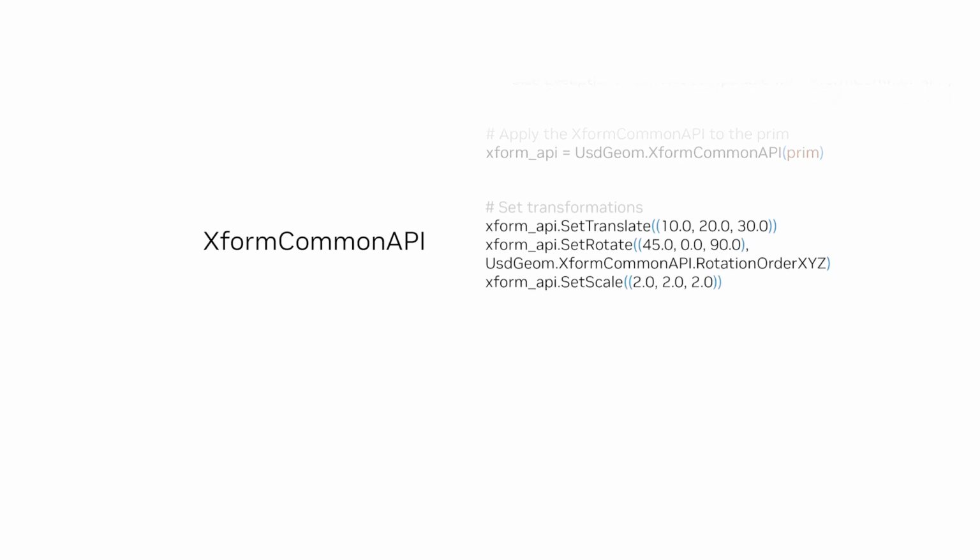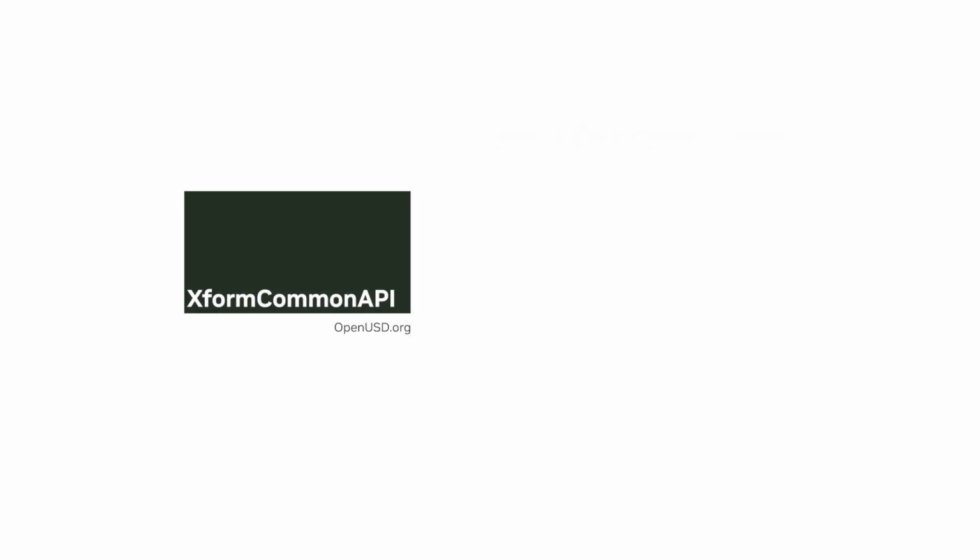Here, we have an operation for the translation, rotation, and scale. These commands demonstrate how to apply translations, rotations, and scaling to a 3D object using the XformCommonAPI. The XformCommonAPI provides the preferred way for authoring and retrieving a standard set of component transformations, including scale, rotate, pivot, and translation.